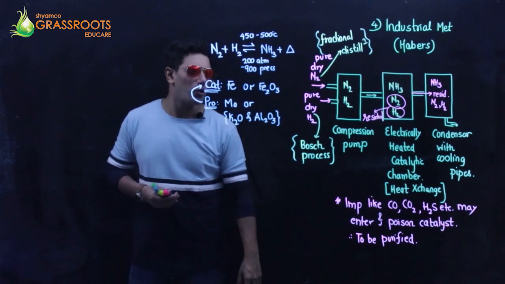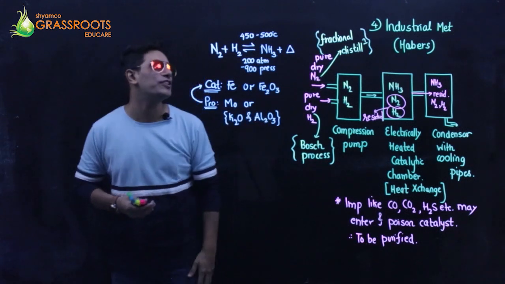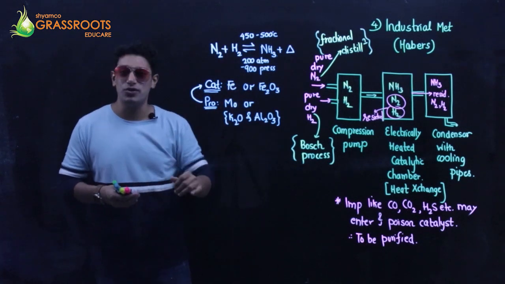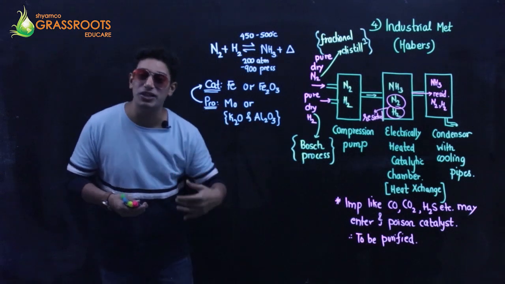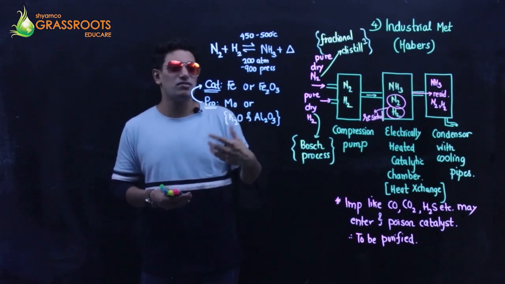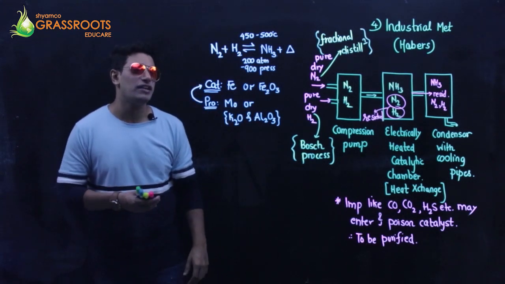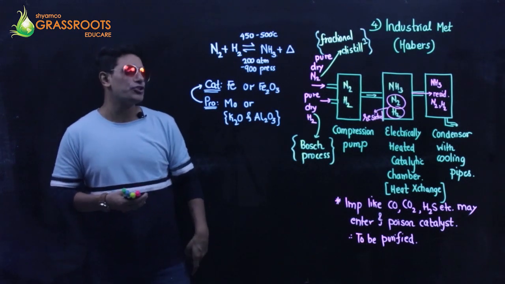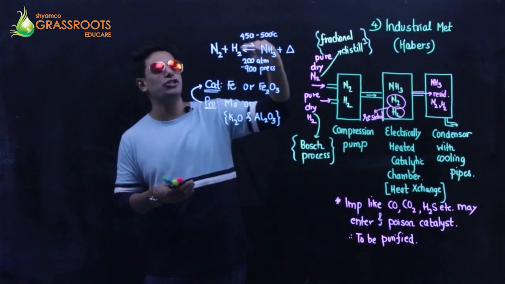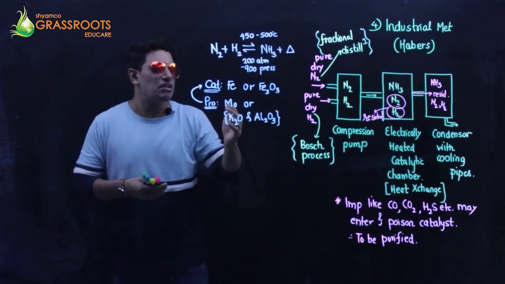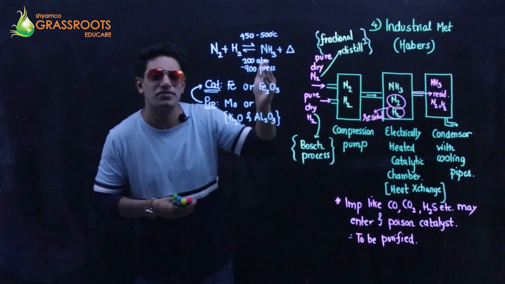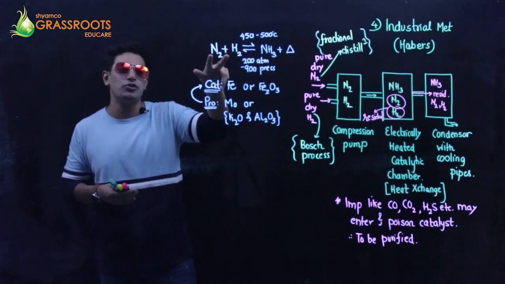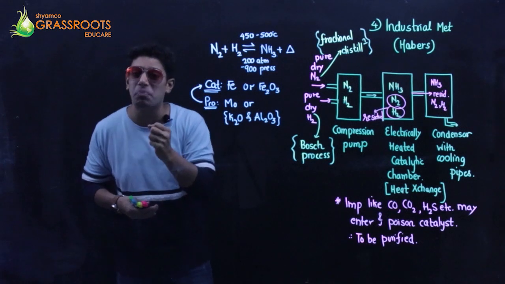I spoke about the impurities and the method of purification. We spoke about the promoter catalysts which are going to be poisoned, and which we need to sustain and help to prevent from getting poisoned. Temperature used: if you use a higher temperature, the decomposition of ammonia takes place. If you use a lower temperature, the combination of nitrogen and hydrogen may not be proper.